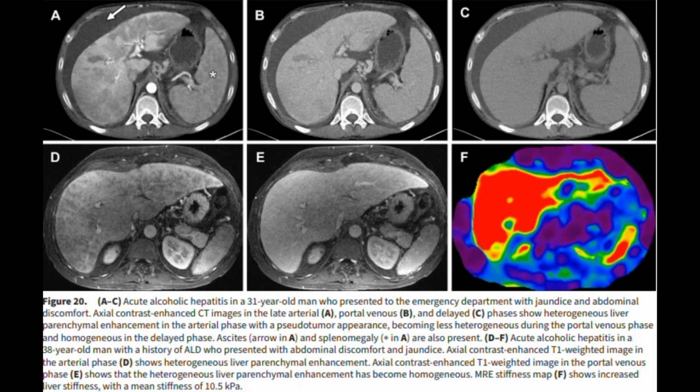How does that look different on scans? The liver might look abnormal in shape, have patchy fat, strange contrast enhancement patterns. Sometimes inflamed areas can even mimic tumors, pseudo-tumoral lesions. Interestingly, MRE during acute alcoholic hepatitis often shows very high stiffness.